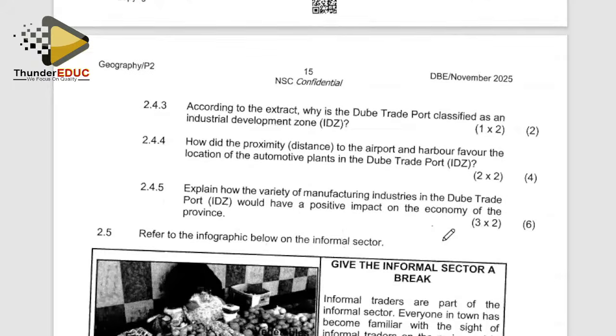Then the next question is saying, how did the proximity or the distance to the airport and the harbor favor the location of the automotive plants in the Dube Trade Port? The vehicle manufacturing businesses, how are they favored by the location of the Dube Trade Port close to the airport and the harbor? For one obvious reason, we highlight that it's favorable, the distance, reduced costs of transportation.